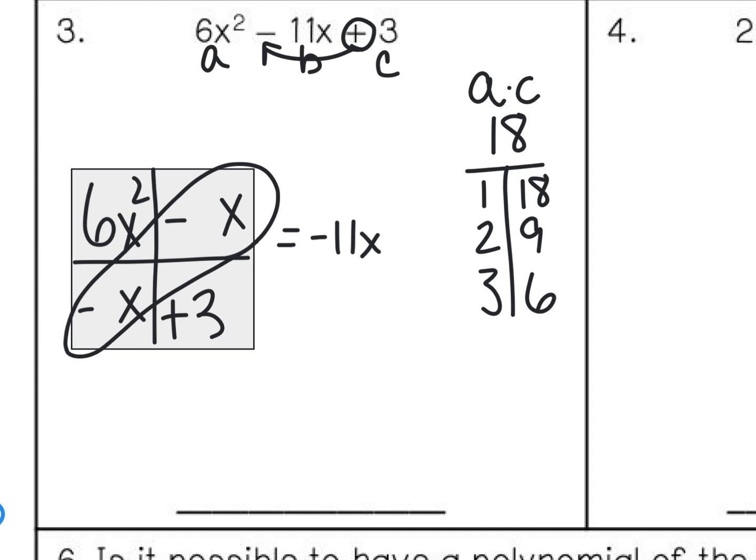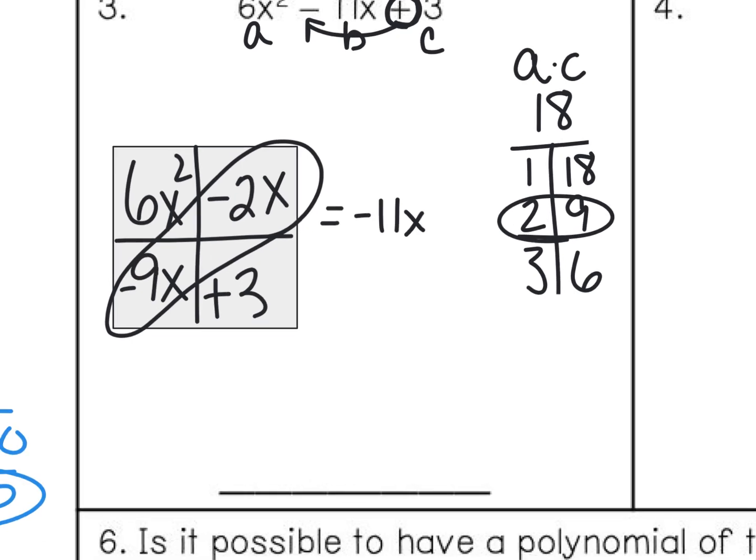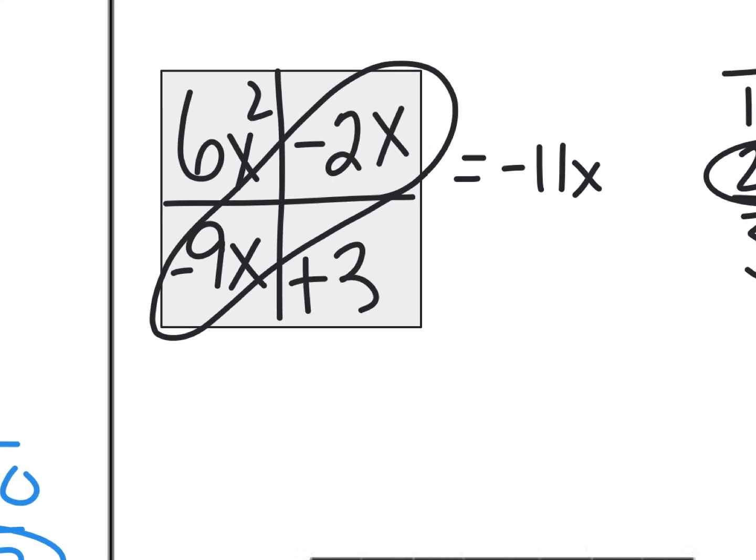Yes, we use our C sign to figure out the signs in our box, but it also tells us what to do. It's a positive. So which of these numbers adds to give us 11? 2 and 9. 2, 9. And then we're going to take our GCF because now our box is set up.